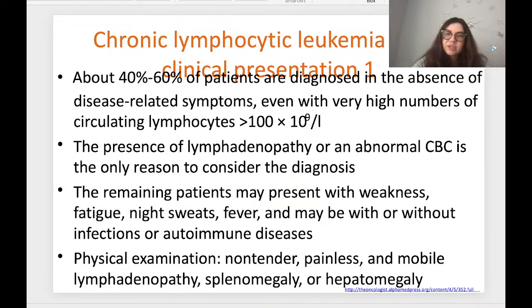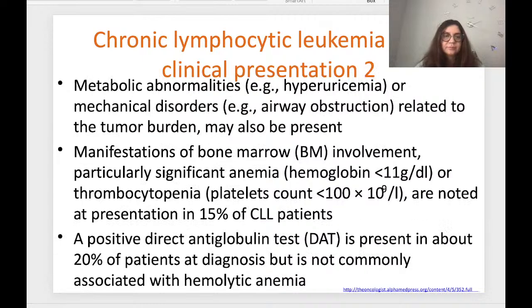The remaining patients may present with weakness, fatigue, night sweats, fever, and may be with or without infections or autoimmune diseases. In physical examination you can find non-tender, painless, and mobile lymphadenopathy, splenomegaly, or hepatomegaly. Metabolic abnormalities like hyperuricemia or mechanical disorders like airway obstruction related to tumor burden may also be present.